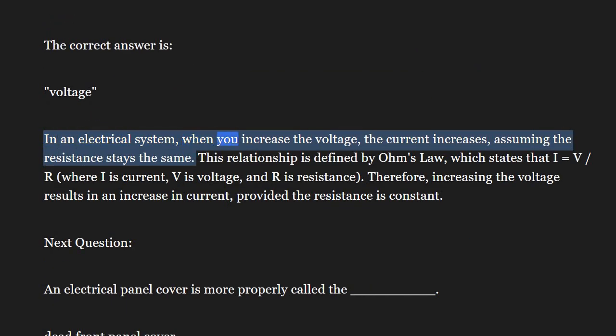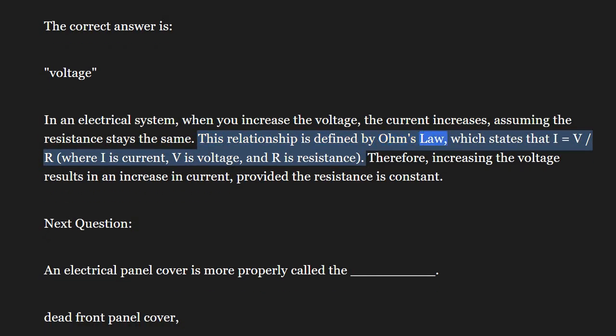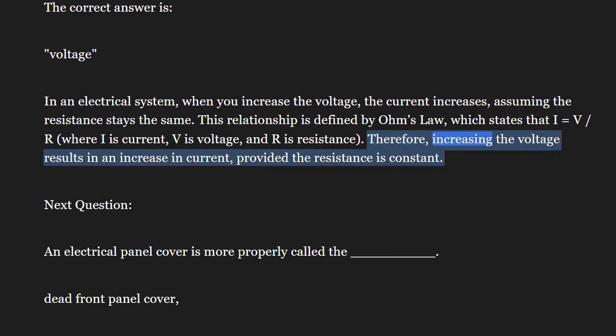In an electrical system, when you increase the voltage, the current increases, assuming the resistance stays the same. This relationship is defined by Ohm's law, which states that I equals V over R. Therefore, increasing the voltage results in an increase in current, provided the resistance is constant.